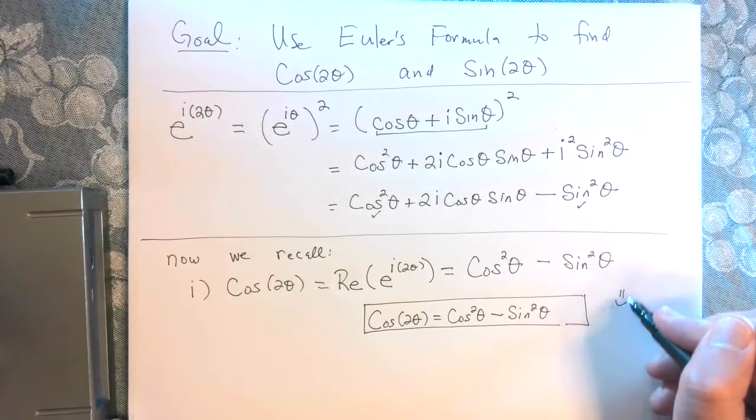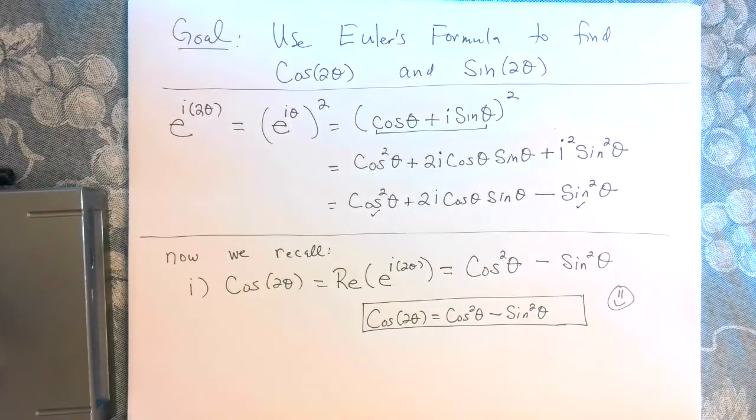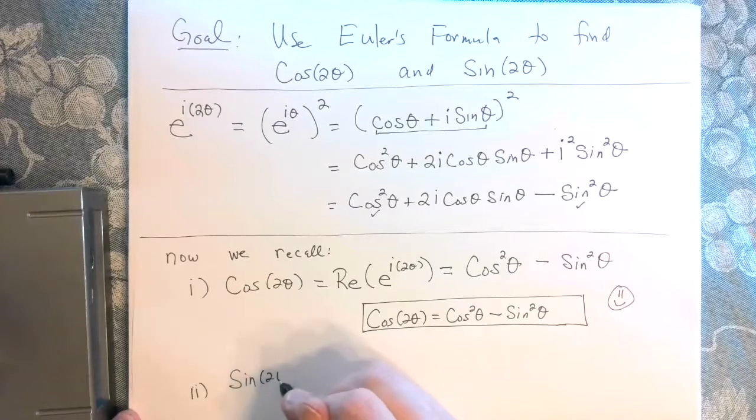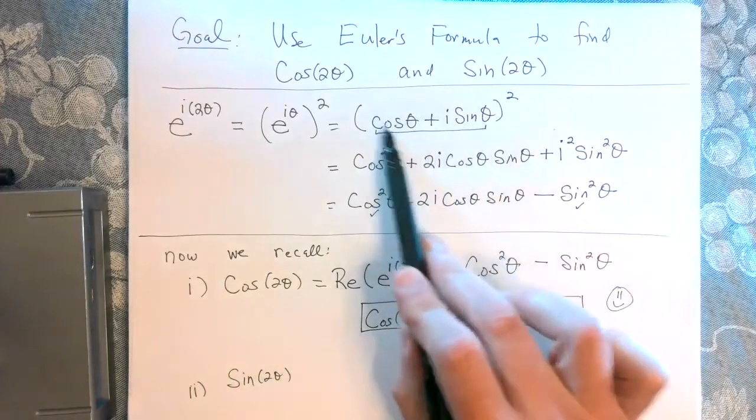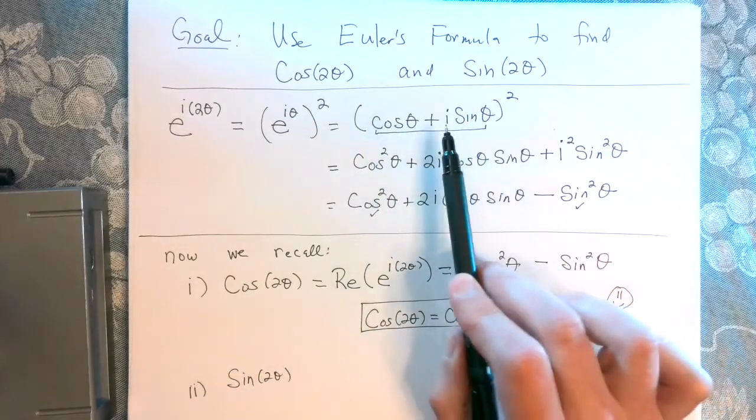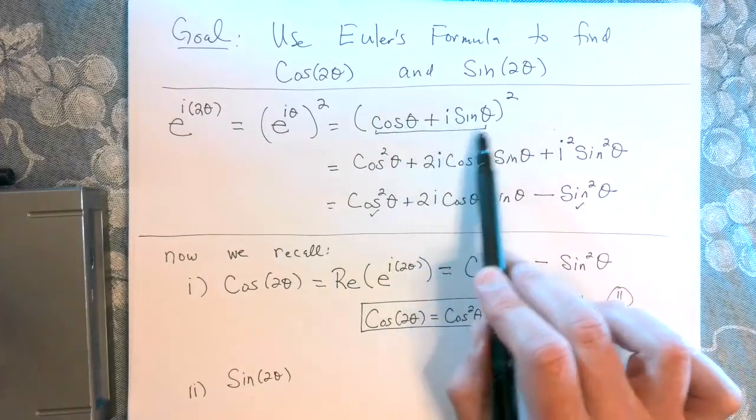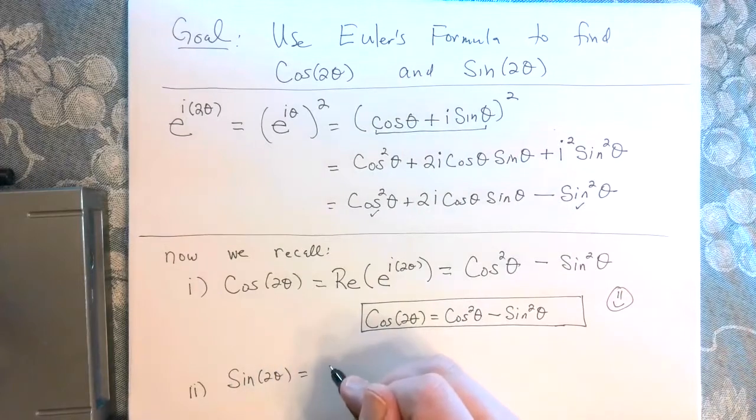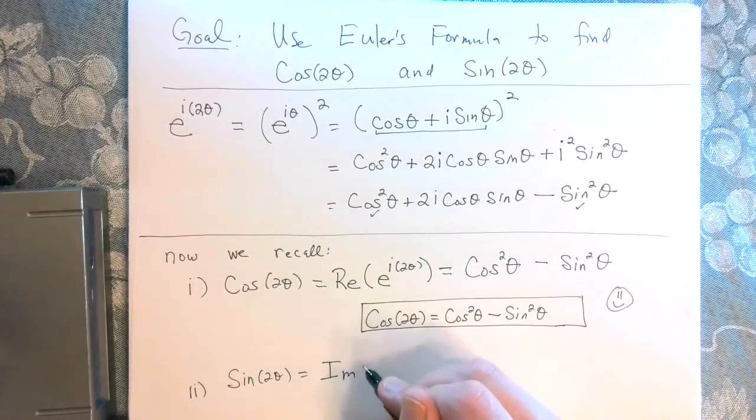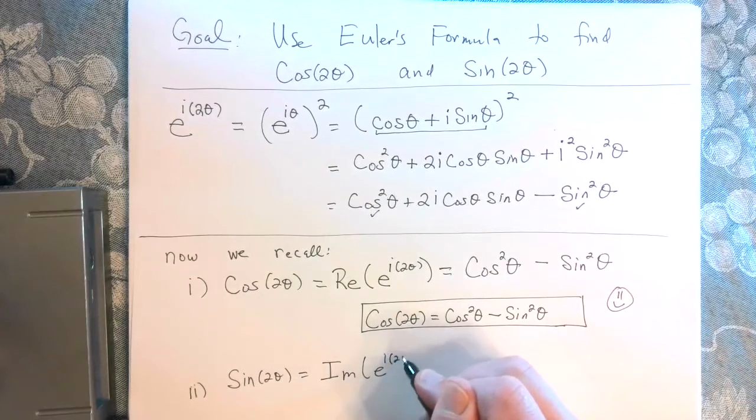So cool. Well, this one's a buy one get one free because we can also get the sine of a double angle here pretty easily, right? So sine, if I look back inside of here, does sine go with the imaginary or the real part? Sine goes with the imaginary part because it's attached to the i. So sine is exactly the imaginary part of e to the i 2 theta.